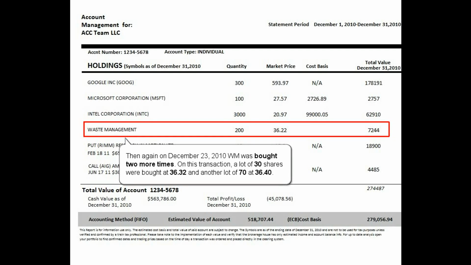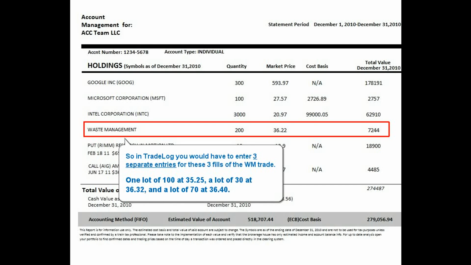Then again, on December 23, 2010, WM was bought 2 more times. On this transaction, a lot of 30 shares were bought at $36.32 and another lot of 70 at $36.40. So in TradeLog, you would have to enter 3 separate entries for these 3 fills of the WM trade. One lot of 100 at $35.25, a lot of 30 at $36.32, and a lot of 70 at $36.40.